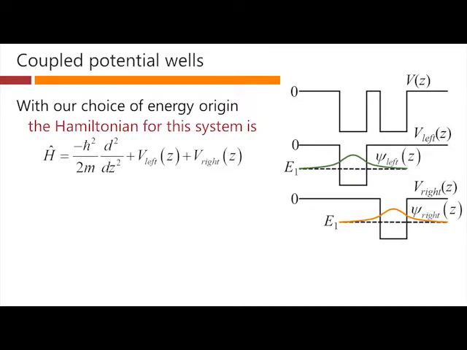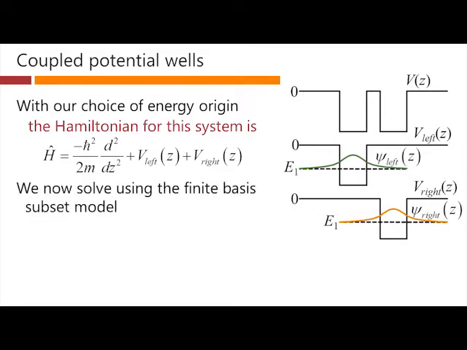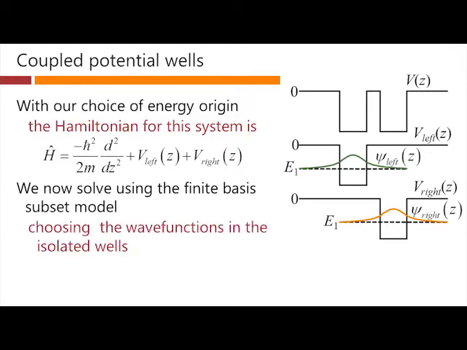and V right. So now what we're going to do, really, is we're going to think about solving this problem using a finite basis subset model, if you like. And in this case, what we're going to do is we're going to choose these wave functions in the isolated wells as our basis. So psi left of z and psi right of z. So we're going to choose a basis with just these two functions in it, hoping that that's going to be good enough for our problem, and solve just using these two.